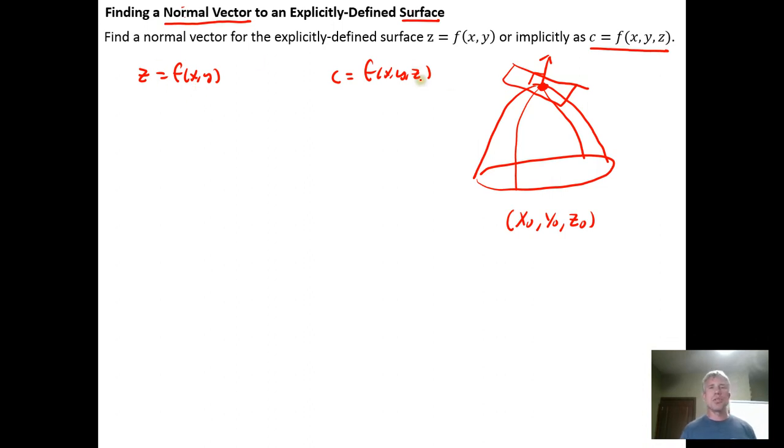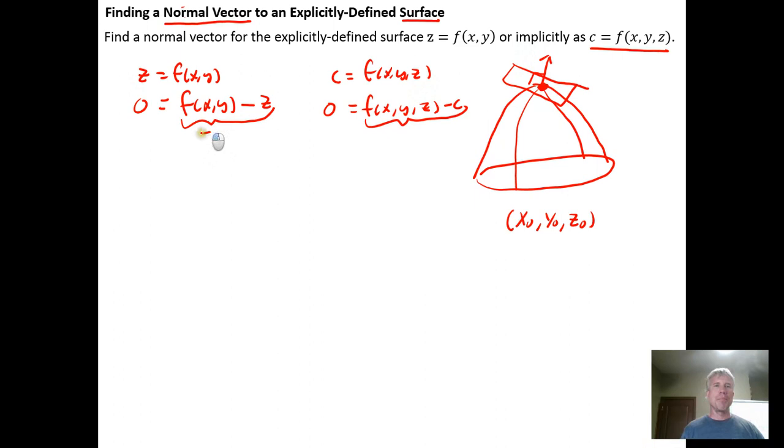Either way we have described our surface, whether it's a function or a relation, we can either subtract z or subtract this stuff c from both sides and get 0 equals either f of x, y, z minus c, or we can get 0 equals f of x, y minus z. In either case, we wind up with some function of 3 variables right here. So I'm going to call it big F. I get a function big F of x, y, z of 3 variables in either case.